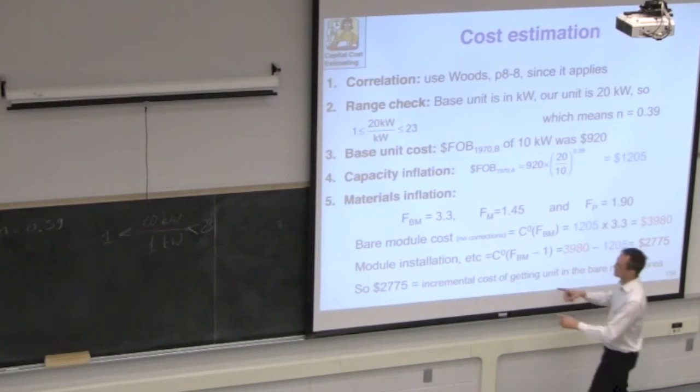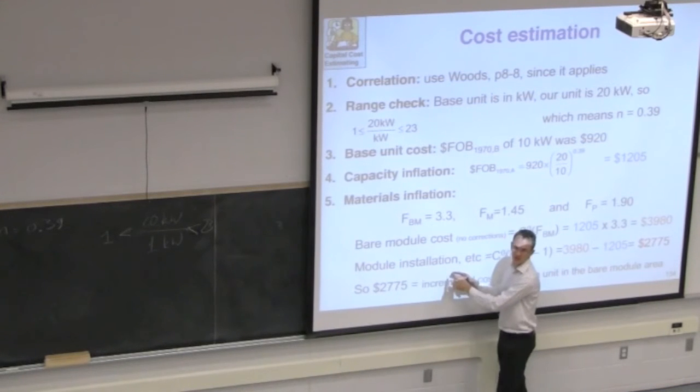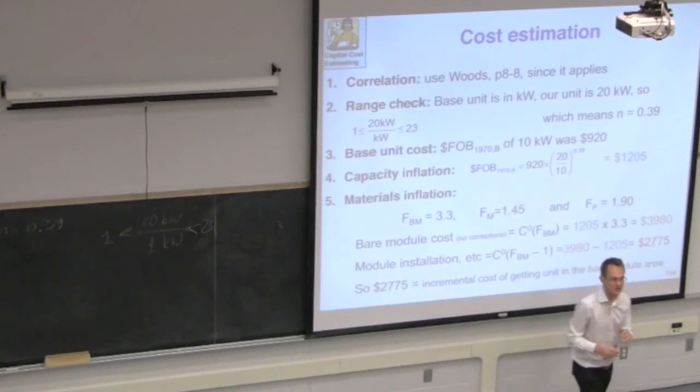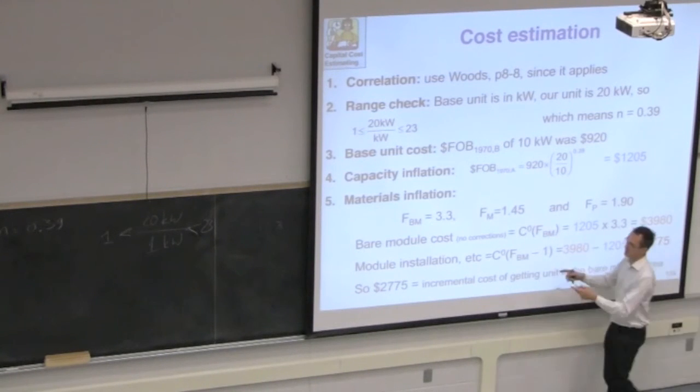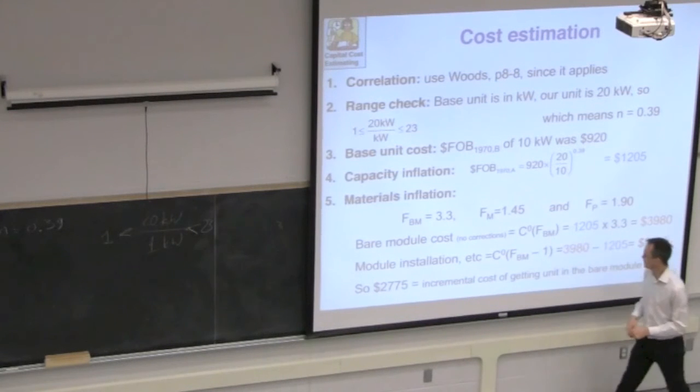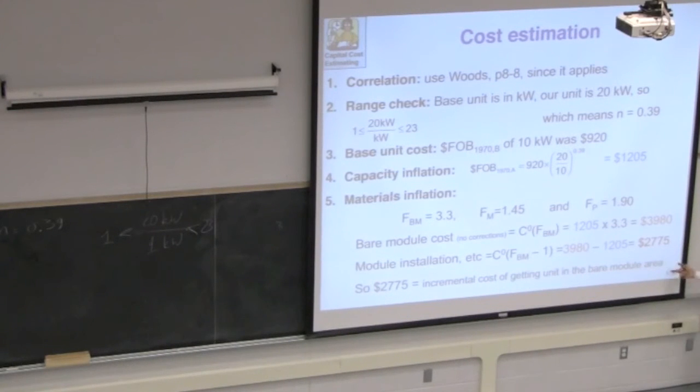Now, I'm using this term very loosely here, module installation. It's not just installing the unit. It's all those other things of uncrating, installing it, getting the piping hooked up, and painting, safety checks, supervision, engineering around it. So that 2775 includes all of those things, but I'm just lumping it into one term of installation. It's the additional cost beyond the 1205 of getting that unit going inside the bare module perimeter. That part should be straightforward from yesterday's class.